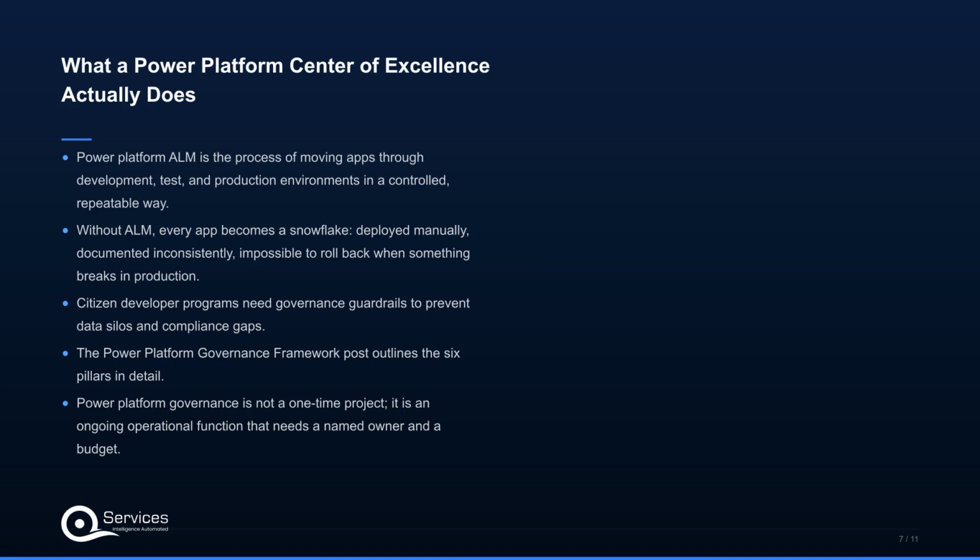The COE Starter Kit documentation is publicly available, but operationalizing it requires deliberate setup and ongoing operational commitment that most IT teams underestimate. Power Platform ALM is the process of moving apps through development, test, and production environments in a controlled, repeatable way. Without ALM, every app becomes a snowflake, deployed manually, documented inconsistently, impossible to roll back when something breaks in production.